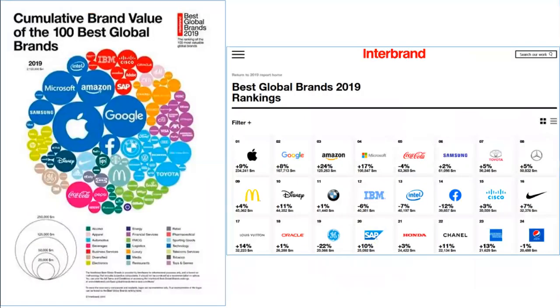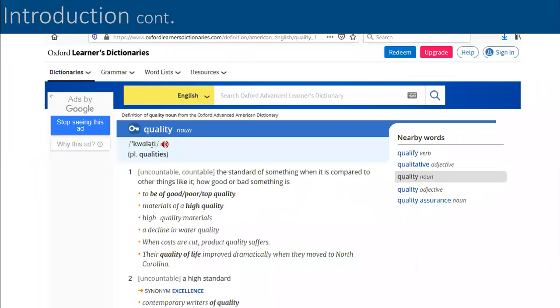And here you can see the cumulative brand value of the 100 best global brands in 2019. In this slide also, you can see these are the very popular brands in the world. So we all know these brands, almost all the brands we may have heard of. So what is the secret behind these brands? We suppose that quality is there. So I'm going to give you the introduction.